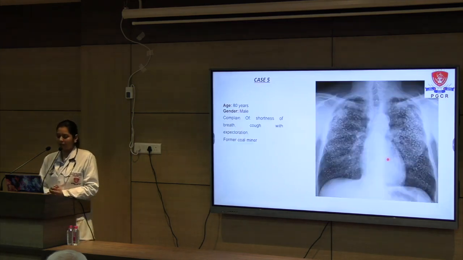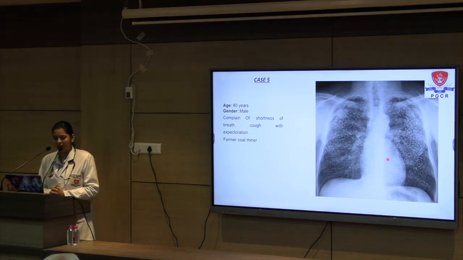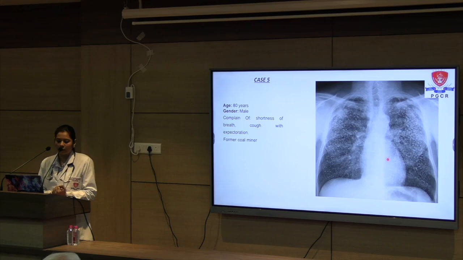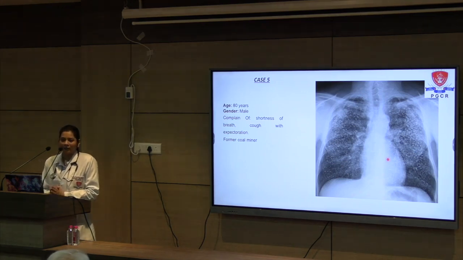Case number 5: an 80-year-old male came with complaints of shortness of breath along with cough with expectoration. He gives a history of being a former coal mine worker. So what do you think would be the probable diagnosis of this patient?